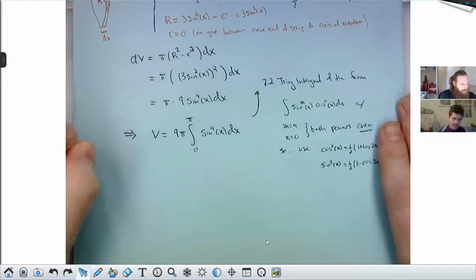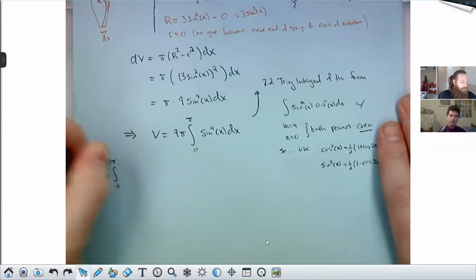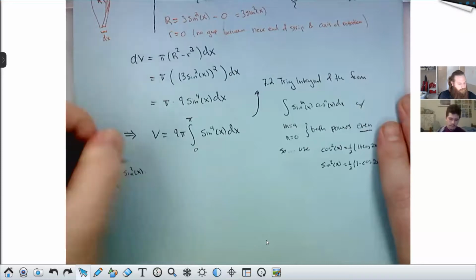Could you just split it up into sine squared of x multiplied by sine squared of x, and then just use the double angle theorem on those guys? That's exactly how it does it. Yep, that's precisely what we do.